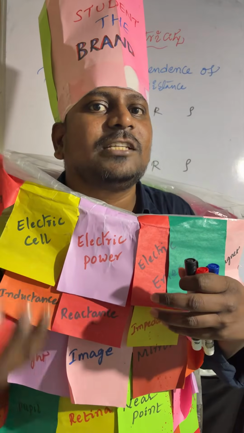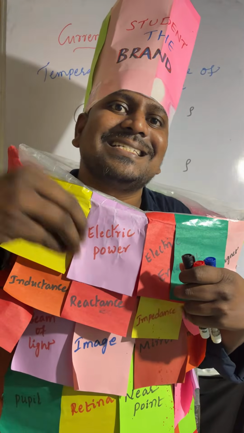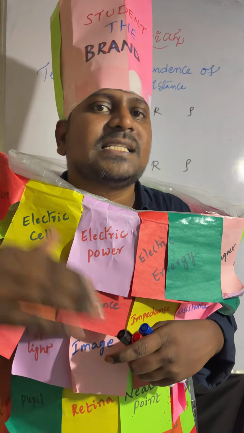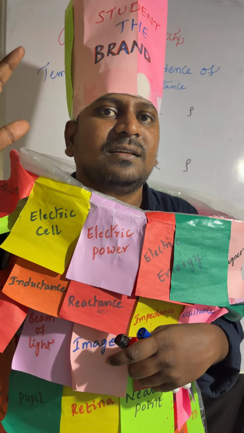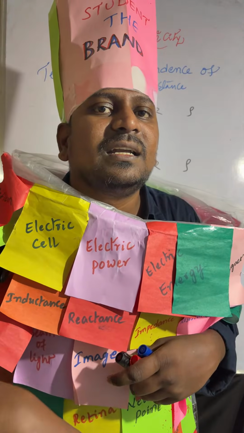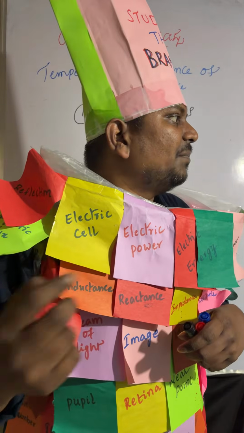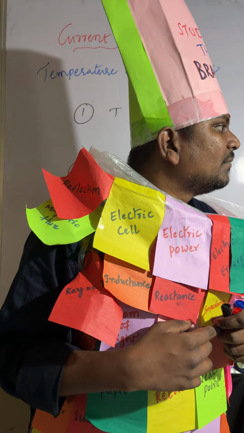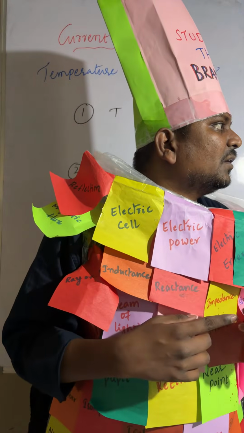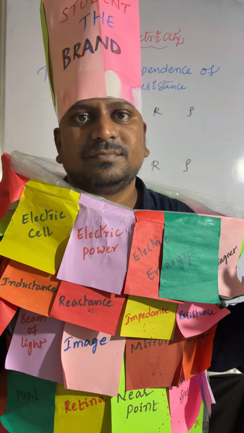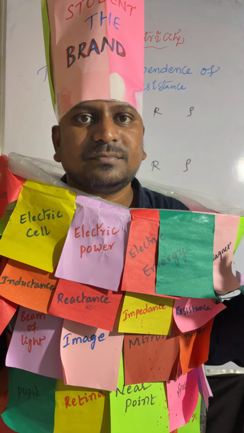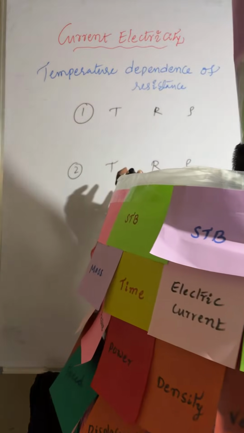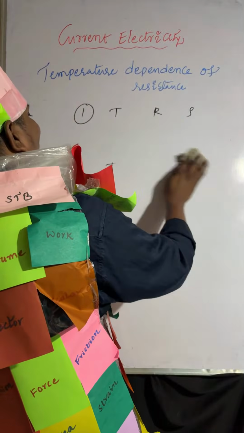Then what happens? Resistance and resistivity increase, conductivity decreases. So two things are happening at a time. I hope it is very clear. Understood or not? Is it clear? Yes.